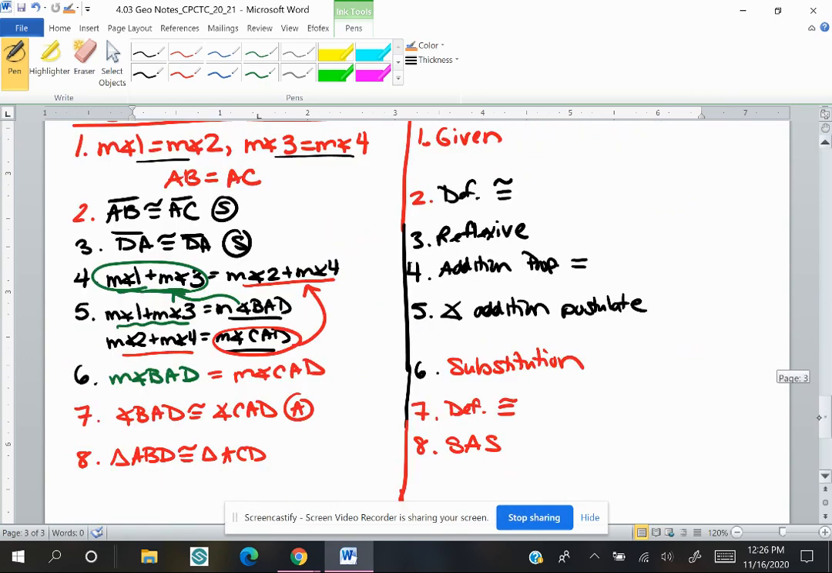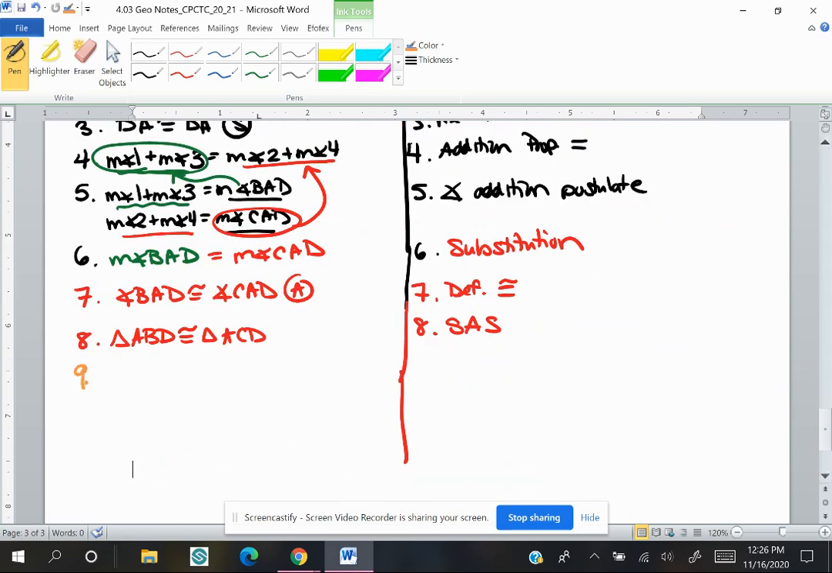So now that I have the two triangles congruent, I can say that angle BDA is congruent to angle CDA. And the reason is by CPCTC. Again, let's just write that out while we're still learning it. Corresponding parts of congruent triangles are congruent.